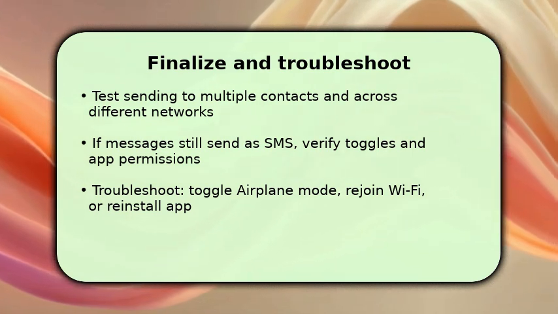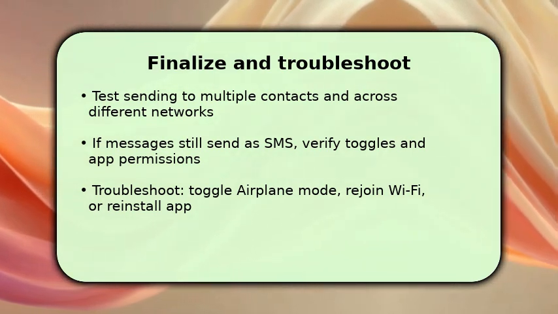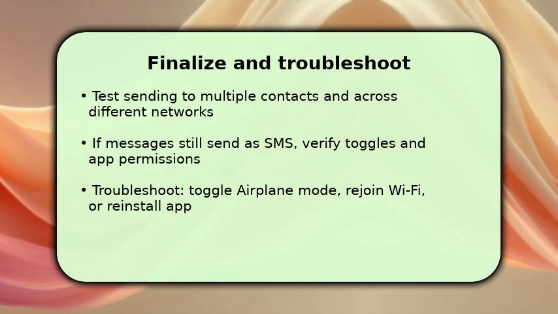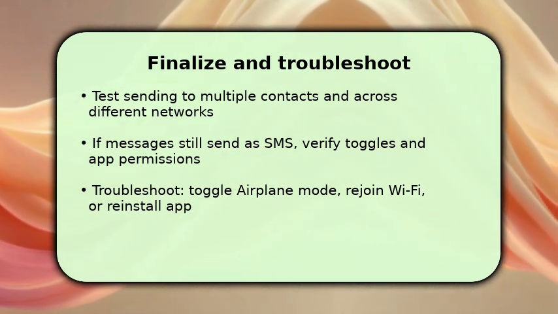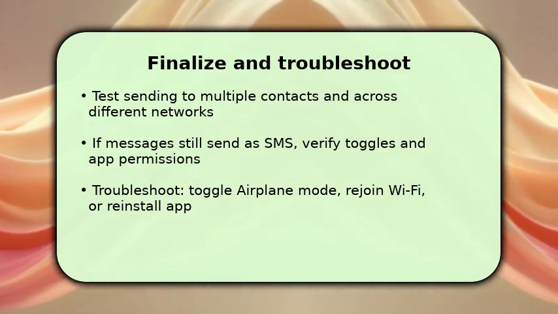As a key troubleshooting tip, if things go wrong, cycle airplane mode on and off, reconnect Wi-Fi or mobile data, and if needed, reinstall or update the messaging app. That usually clears fallback or permission issues quickly.